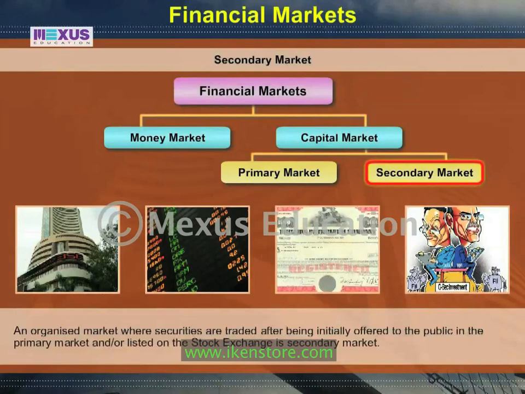Secondary market. An organized market where securities are traded after being initially offered to the public in the primary market and/or listed on the stock exchange is the secondary market. The secondary market is often termed as the stock market or stock exchange, as it provides a place for the purchase and sale of existing securities such as shares, debentures, bonds, and government securities on a regular basis.